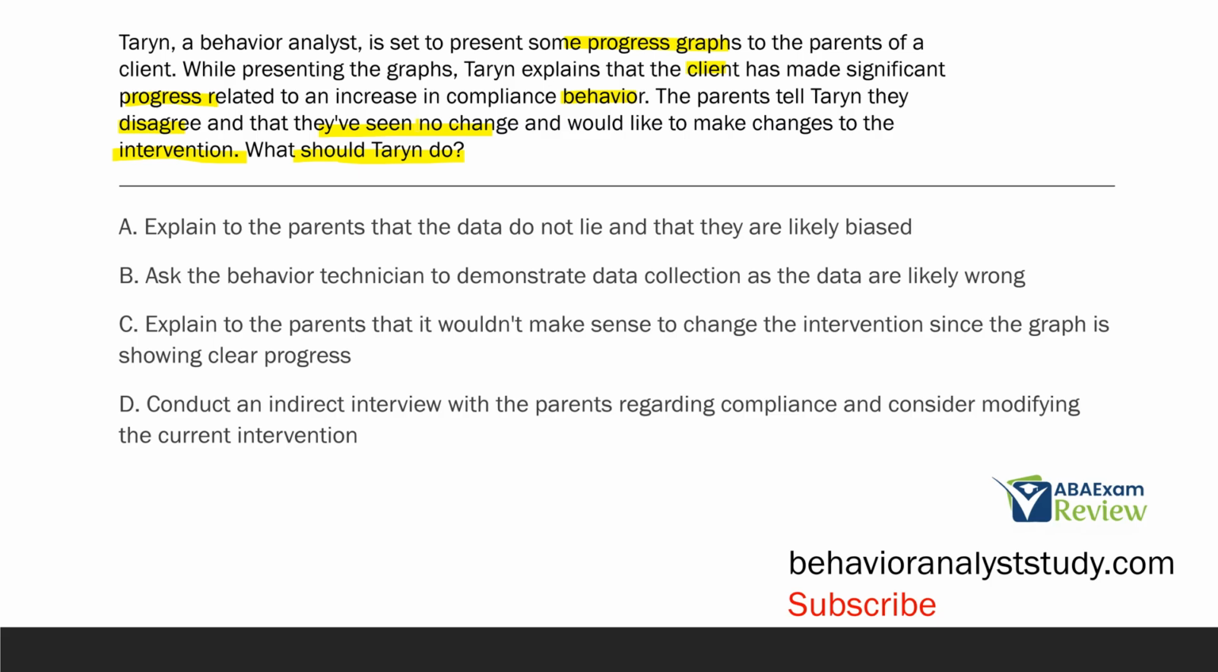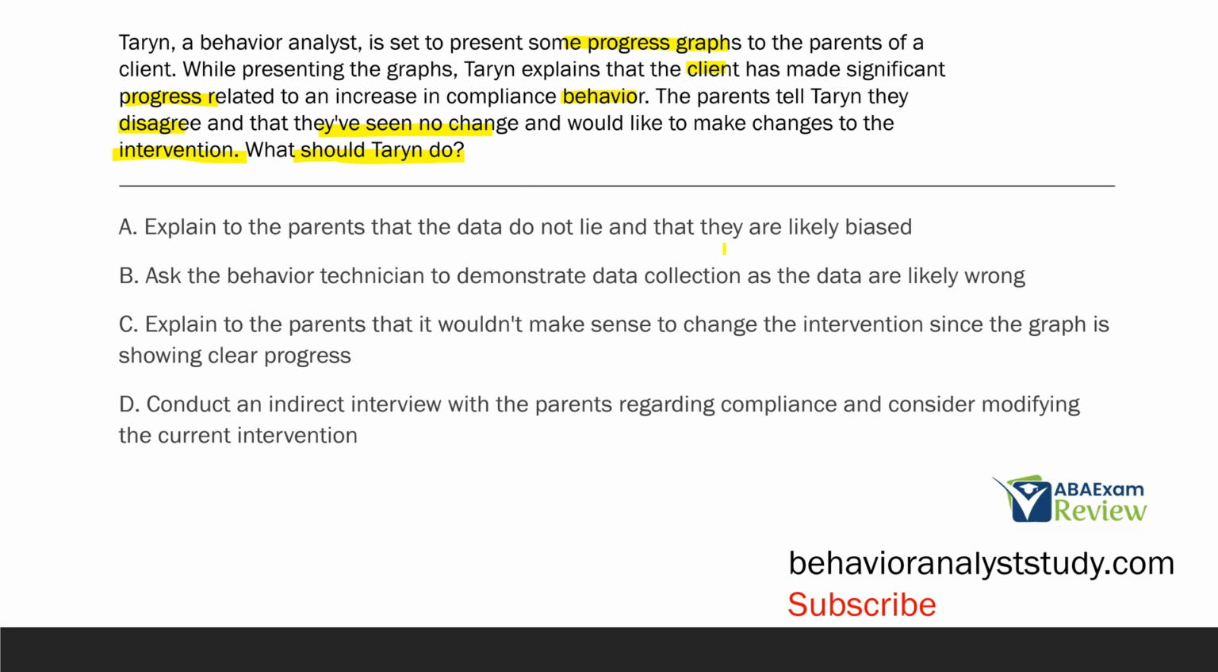Now, this isn't uncommon where our data show one thing and the people in the client's lives see another. That could be good or bad depending on the change. However, Taryn has to take that seriously. Just because data show things are good doesn't mean they actually are, because in order to be effective, we've got to make meaningful change. So given this, what does Taryn need to do?